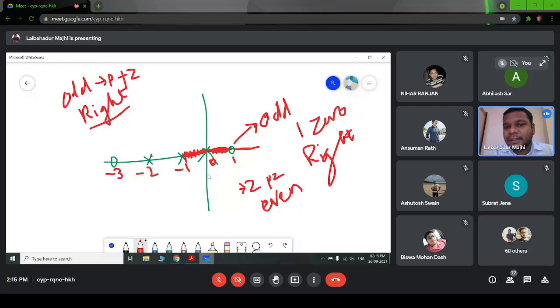Because we are increasing the value of k from 0 to infinity. So without increasing the value of k from 0 to infinity, how can we plot the root locus? So we have to check which points will lie on the root locus or not. Similarly, if we consider any point between -1 and -2, this point will not be on our root locus. This path will not be on our root locus.